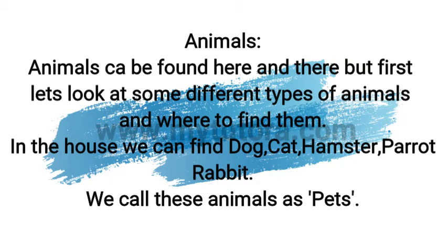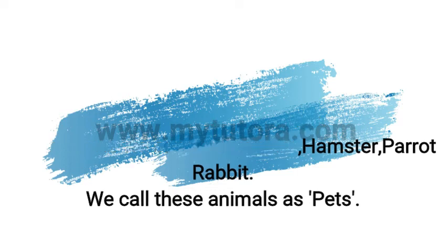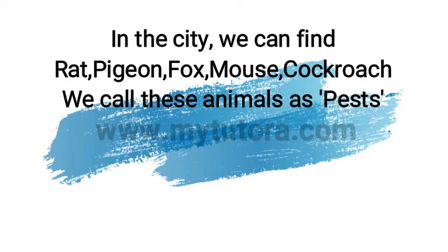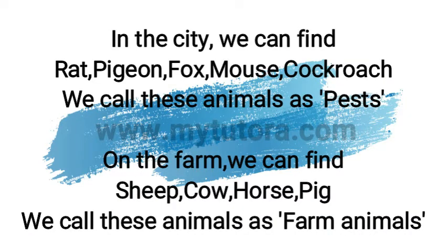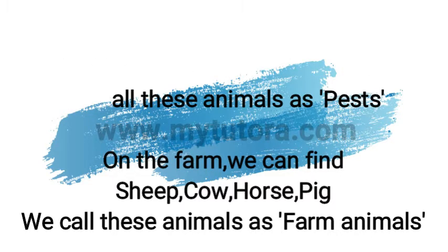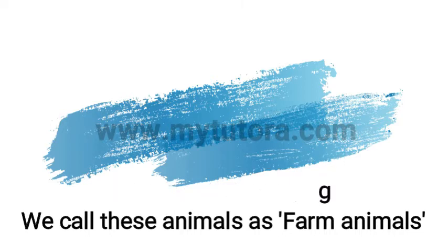find them. In the house, we can find dog, cat, hamster, parrot, rabbit. We call these animals pets. In the city, we can find rat, pigeon, fox, mouse, cockroach. We call these animals pests. On the farm, we can find sheep, cow, horse, pig. We call these animals farm animals.